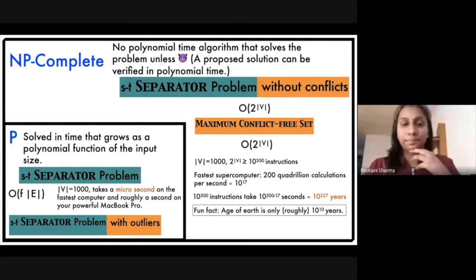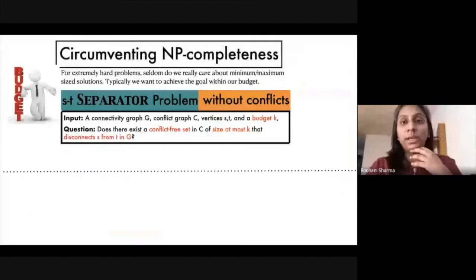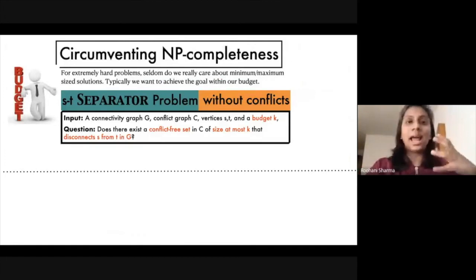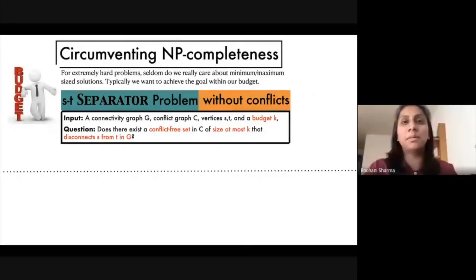So now, if this is the scenario, let's see what we can do to circumvent NP completeness. One thing that one can do is add the notion of budgets. Typically, when we are seeking solutions, very rarely are we interested in finding minimum size or maximum size solutions. Typically, we have a budget at hand, and all we're interested in is whether the solution fits our budget. For example, in the ST separator problem, let's say we also have a budget K, and we're interested in seeing if we can delete at most K vertices which disconnect S from T.